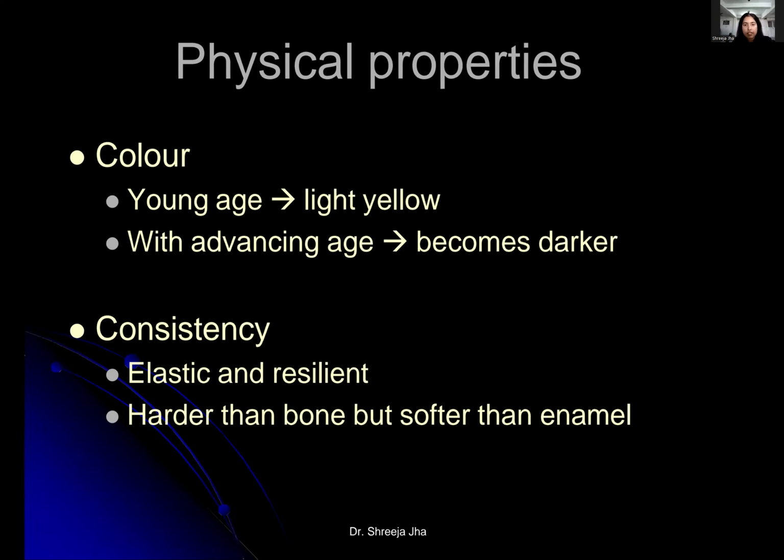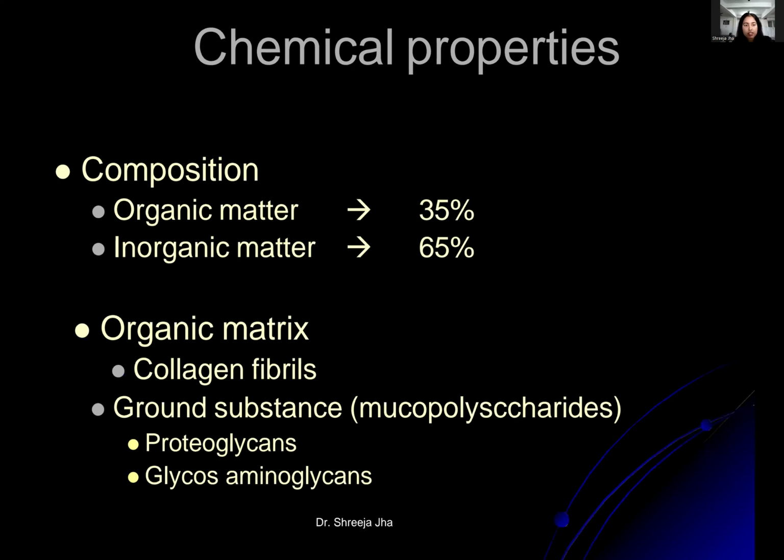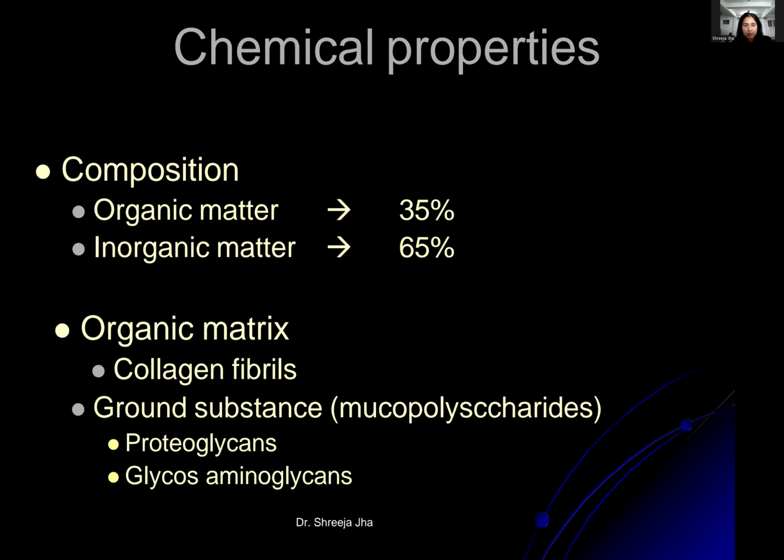Now, what are the chemical properties? Composition consists of organic matter 35%, inorganic matter 65%. Organic matrix: collagen fibrils, ground substance, mucopolysaccharides, proteoglycans, glycosaminoglycans. So these are your organic matters.